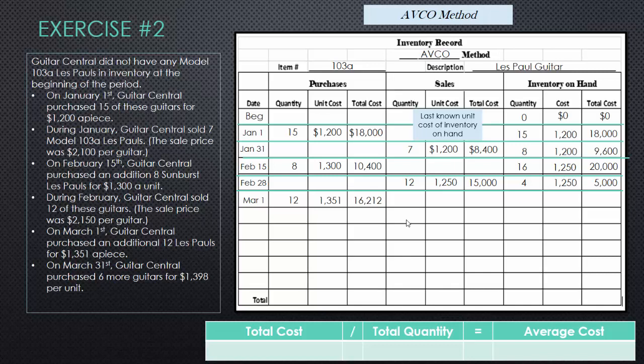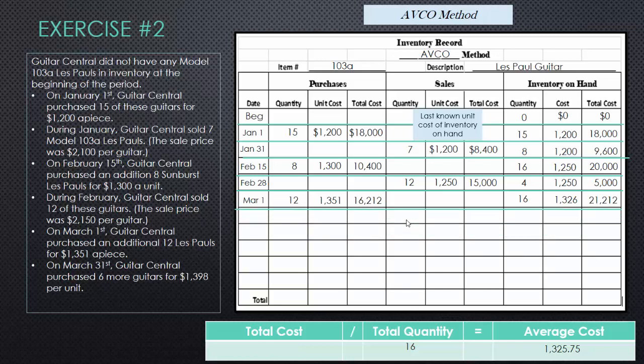We had 4 guitars, we bought 12 more. Now we have 16 Model 103A Les Paul guitars. Our cost basis was $5,000 for the inventory we had before this purchase. We just spent an additional $16,212, which means that our total cost is now $21,212. And to figure out our new average cost, we take $21,212 divided by our quantity of 16. We come up with $1,325.75. I don't like pennies that much, so we're just going to report it as $1,326.